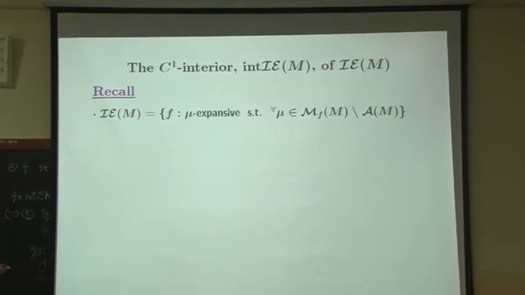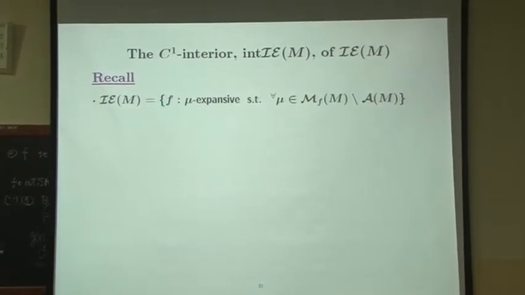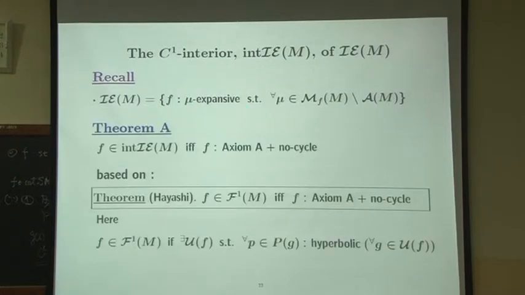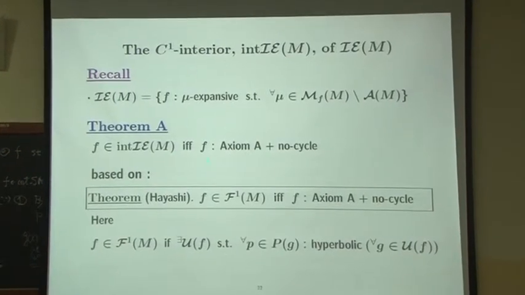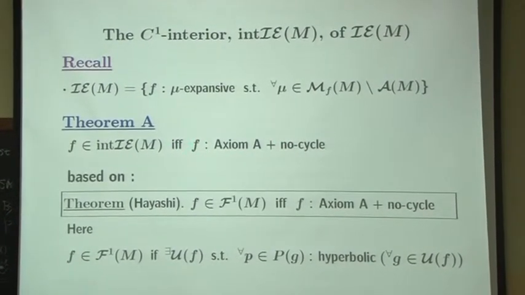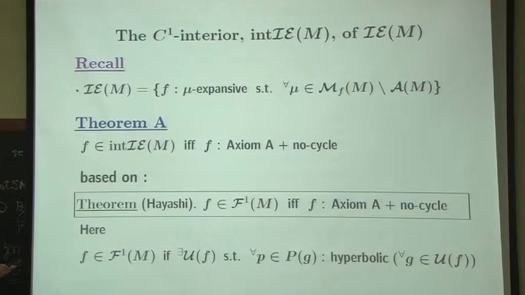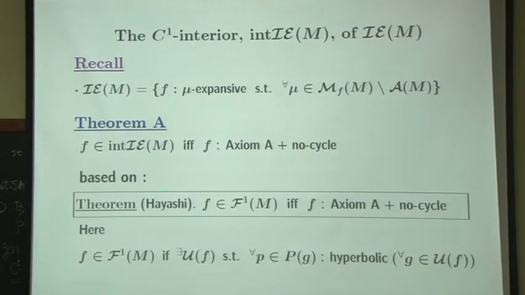Yes. Let me denote by this set the set of all diffeomorphisms that are expansive for any invariant measure. We have this: F is in the interior if and only if F satisfies Axiom A and no cycle. As we see, the if part is already checked. What we'd like to do is show that if F is in this interior, then it satisfies Axiom A.